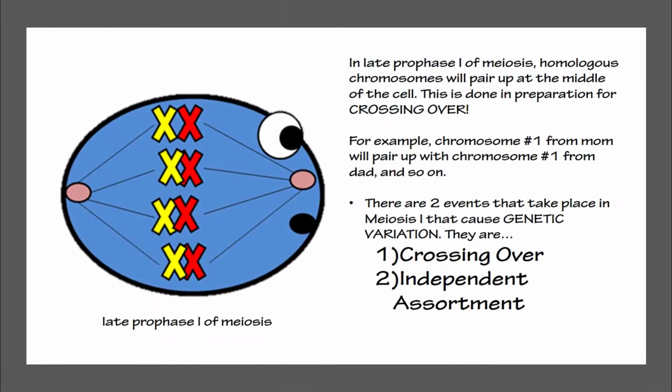In late prophase 1 of meiosis, homologous chromosomes will pair up at the middle of the cell. This is done in preparation for a process called crossing over. For example, chromosome number 1 from mom is going to pair up with chromosome number 1 from dad, and so on. There are two events that take place in meiosis 1 that cause genetic variation. They are crossing over and independent assortment.